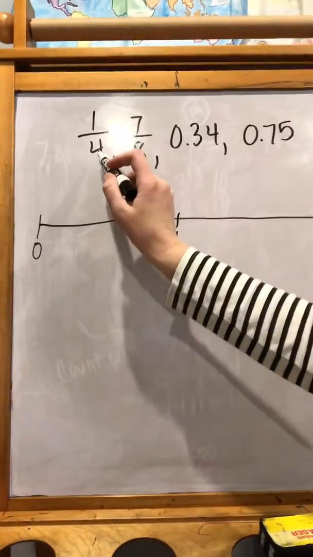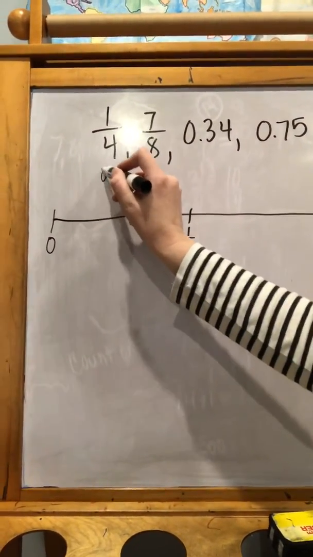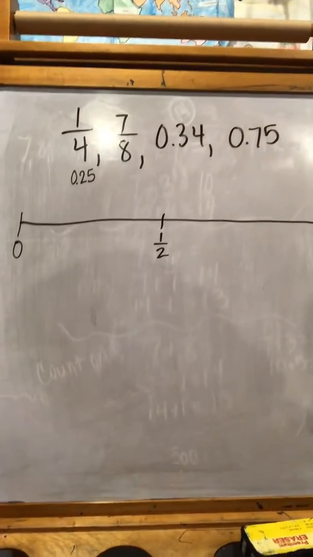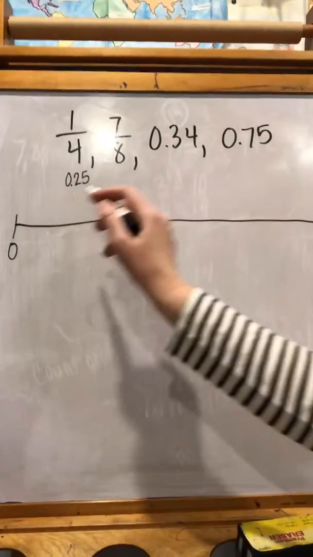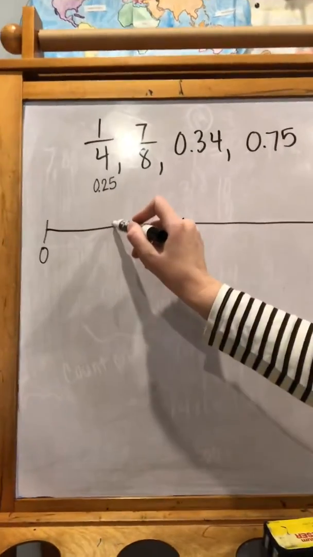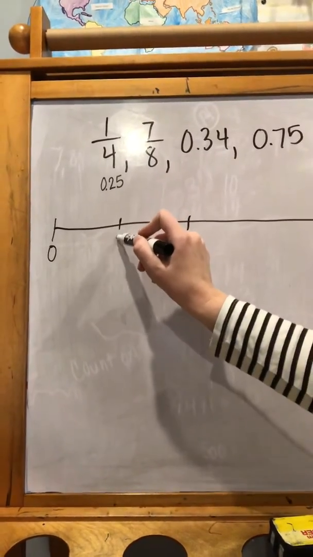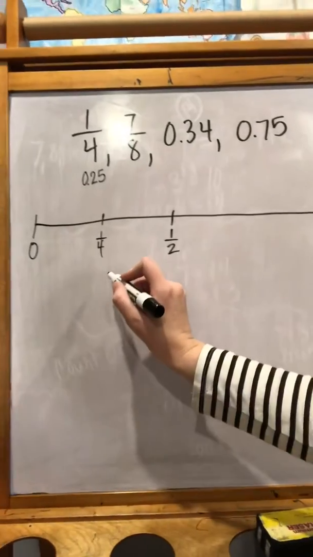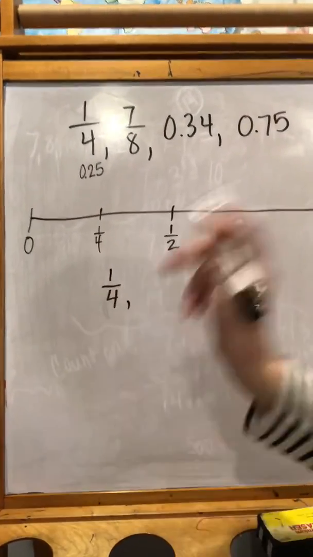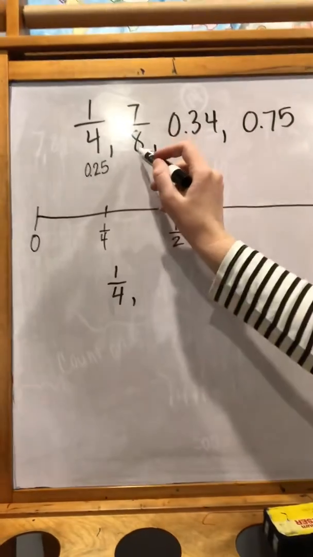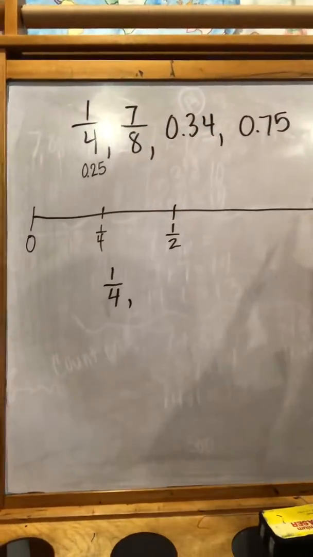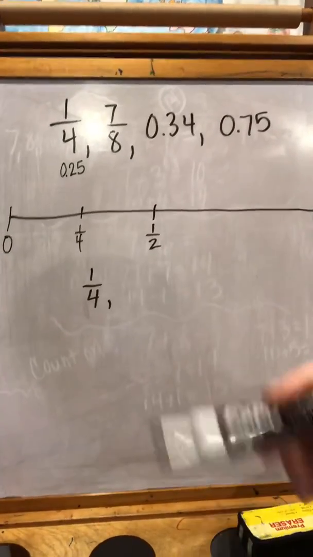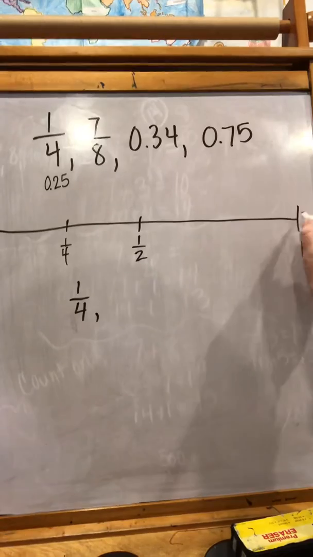As I'm looking, I know that 1/4 is equivalent to 25 hundredths. And we know that 1/4 of a dollar is 25 cents. We know if we broke this number line up into 4 pieces, that 1/4 would be right around here. So in my mind, I'm thinking that's going to be the smallest of the fractions and decimals here. So I'm going to put 1/4 there. I look at 7/8, and that's going to be pretty close to 1 because it has 7 of the 8 pieces represented. So I'm thinking that's going to be over here somewhere.